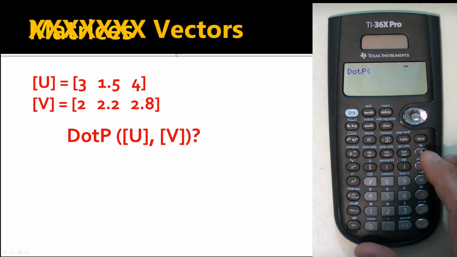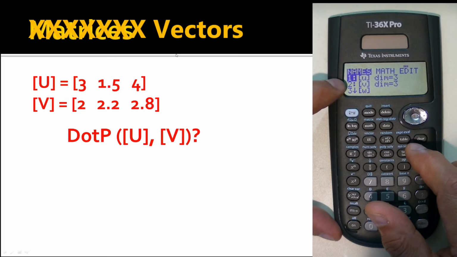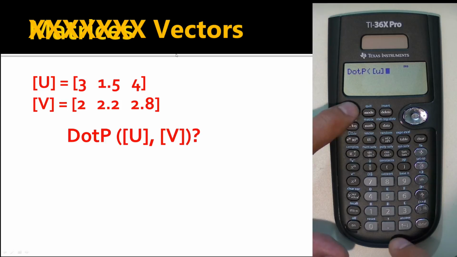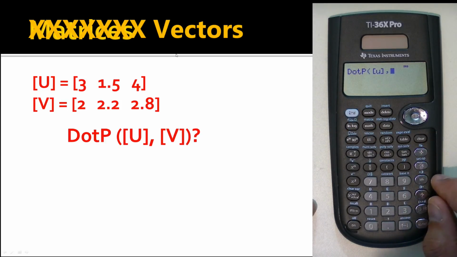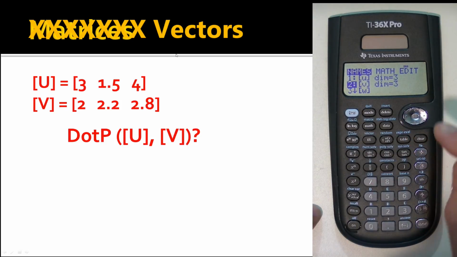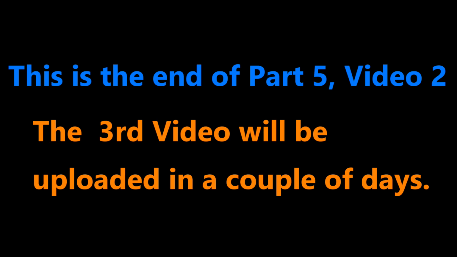So now I hit second vector. Now I'm only interested in the name. I'll pick U as the first one. I'll hit enter, but now I got to put a comma. So I do second period, it gives me the comma. Now I go second vector again. This time I want the V vector, so I scroll down one under names. I hit enter and it's there. And again, I don't have to close the parentheses because it's automatically assumed. So I just have to hit enter and we'll see what I get. 20.5. See what I got last time I did this? 20.5. So we match.